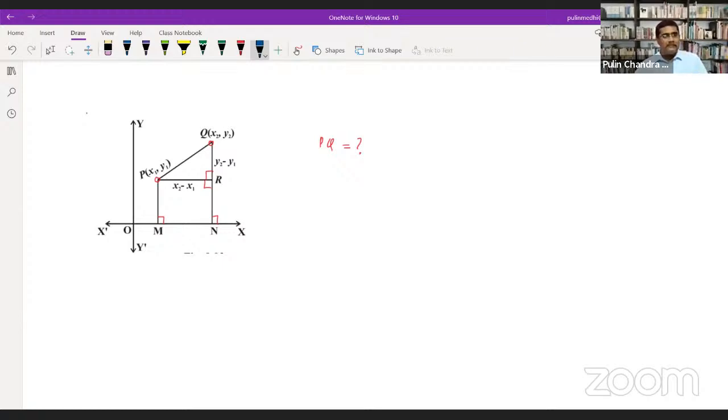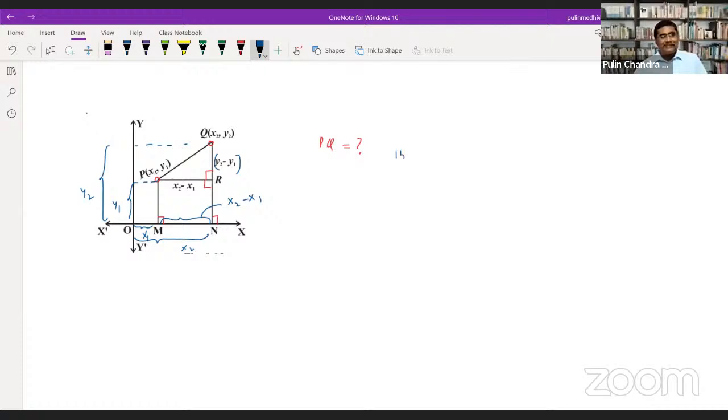Okay, let's go. If this is x1, y1, you can say that this must be x1. Why? Because to reach x1, y1 you have to cover a distance x1 along the x axis. After that this will be x2. So very clearly you can identify that this distance is x2 minus x1. By the same logic, if you do the same thing for the y axis by drawing a perpendicular like this, this part is y1 and this part is y2. So this whole thing is y2 minus y1.